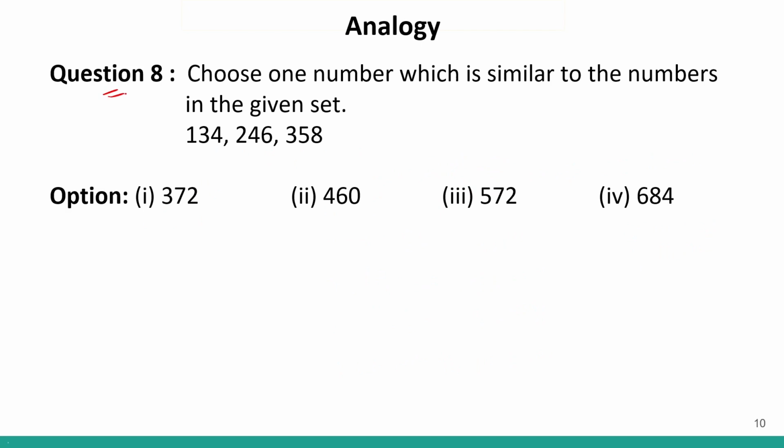Moving on to question number 8. Choose one number which is similar to the numbers in the given set. So we have to find which one is similar. Okay, so if I look over here, I can clearly see a pattern. Which is the pattern? First 1, then 2, then 3. So the next number will automatically be 4. Okay, this is the first pattern. Then I see 3, 4, 5. So the next number will automatically be 6.